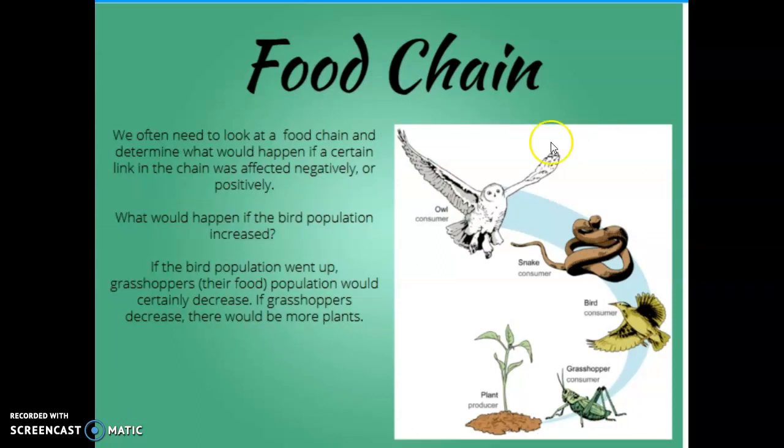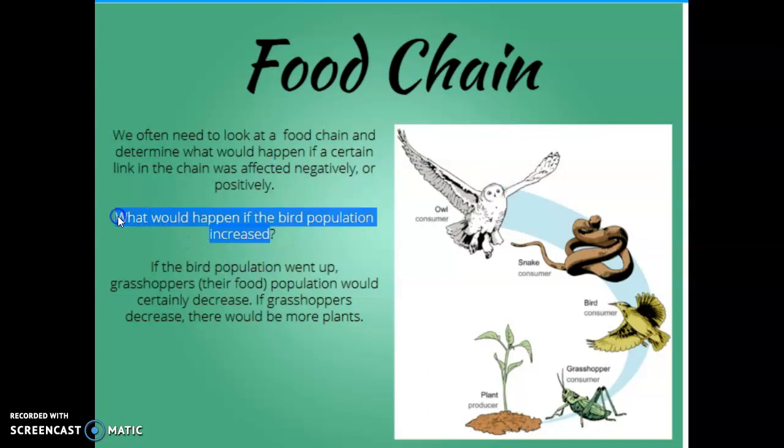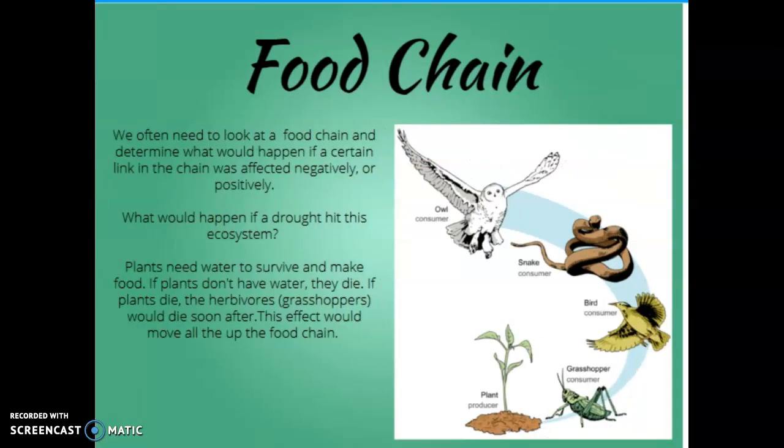And again, when we're looking at food chains, the most important thing that we do with the food chains is thinking about these types of questions. What would happen if the bird population increased? So the birds go up. Well, if there's more birds, they would eat more grasshoppers, which means there would be less grasshoppers and there would be more plants growing in that ecosystem.